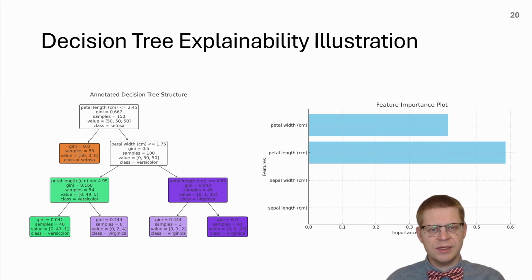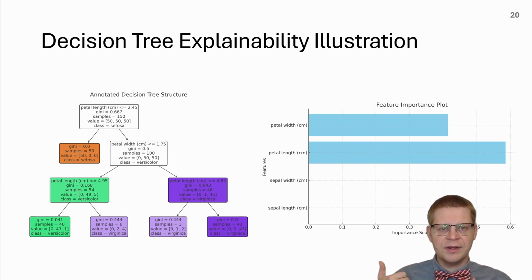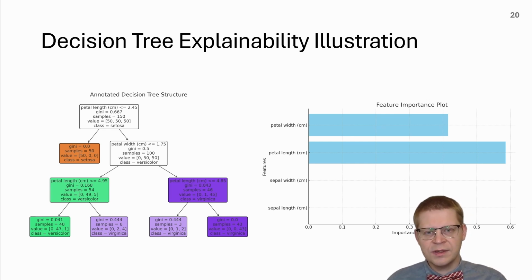Each split is based on a feature threshold, and each path from the root to a leaf represents a decision rule that determines the class. And the bar here displays the importance of each feature in the decision-making process of the tree. Here, the petal length and the petal width are the most influential features.